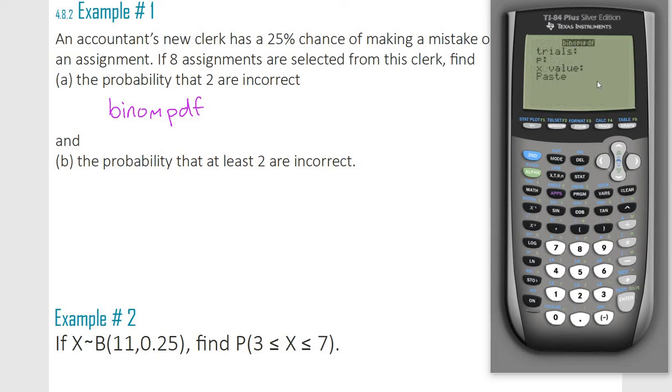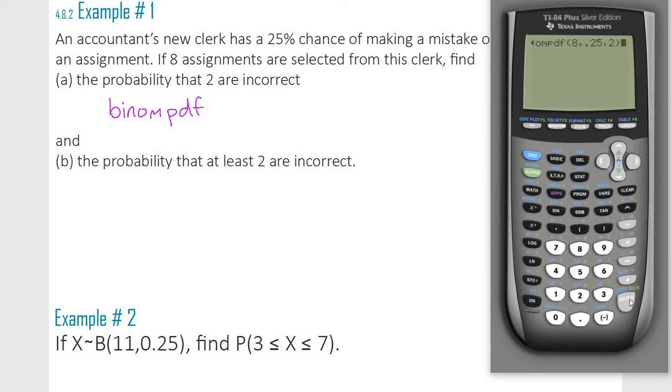Now, this is what we type in. Luckily for the 84, it tells you what the values are. If not, you have to just know them in order. It always starts with the number of trials, so that's 8. The probability of success, so in that case, it would be 0.25. And our success here being incorrect, right? Because we want it to be incorrect. I know that sounds weird, but think about what we want to happen. Now, the x value is 2 assignments.